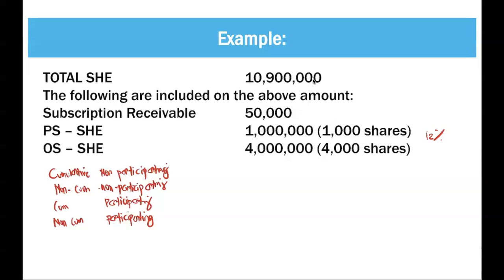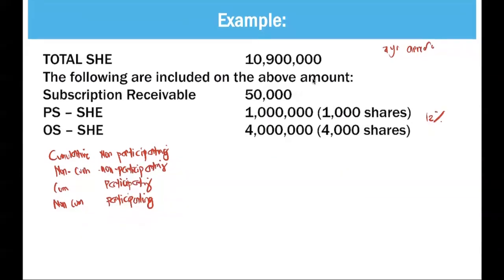And let's now try to compute if it is cumulative and non-participating. So if it's cumulative and non-participating, we assume that we have 2 years in arrears. Okay, so let's have an example and we look into cumulative non-participating. So this is our first example.